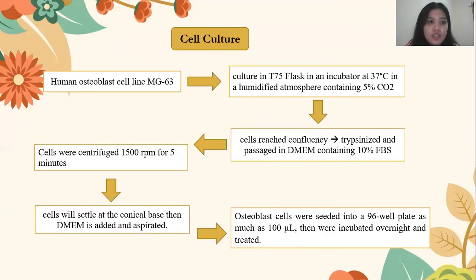And then cell culture. The human osteoblast cell line MG63 was cultured in a T75 flask in an incubator at 37 degrees Celsius in a humidified atmosphere containing 5% CO2. And then when cells reached confluency of 80 to 90%, cells were trypsinized and resuspended in DMEM containing 10% FBS, and cells were centrifuged at 1500 rpm for 5 minutes. And the cells will settle at the conical base, then the DMEM is aspirated.